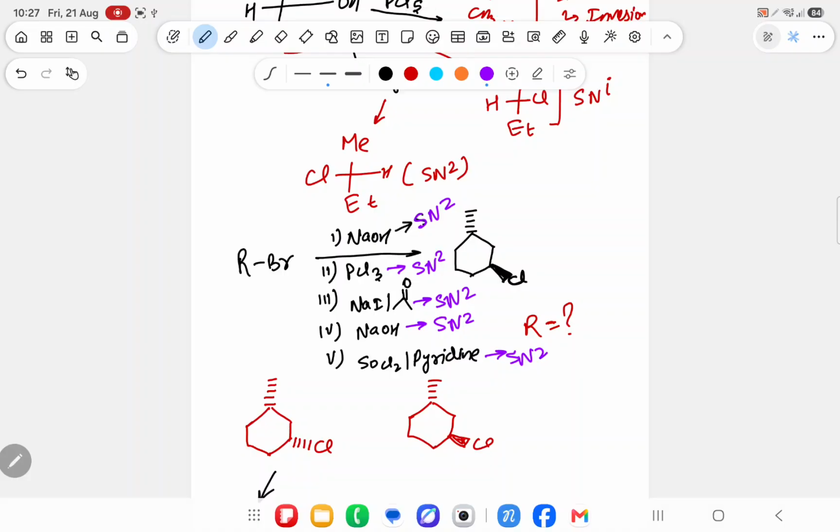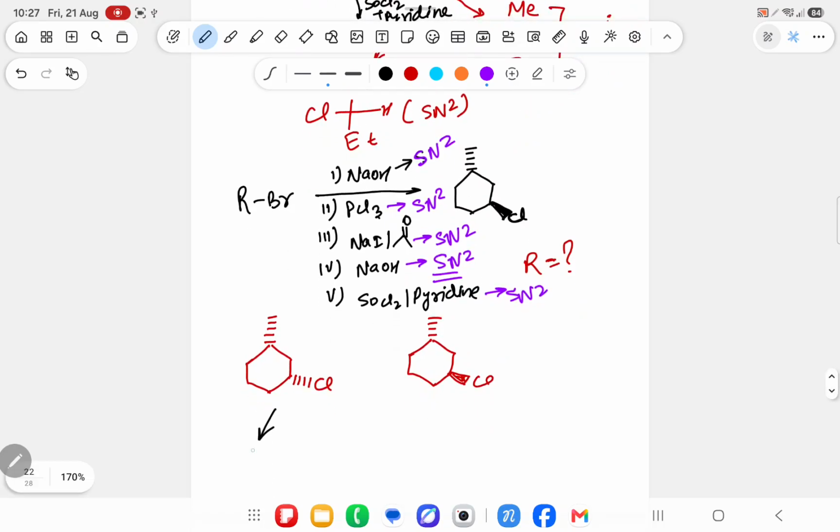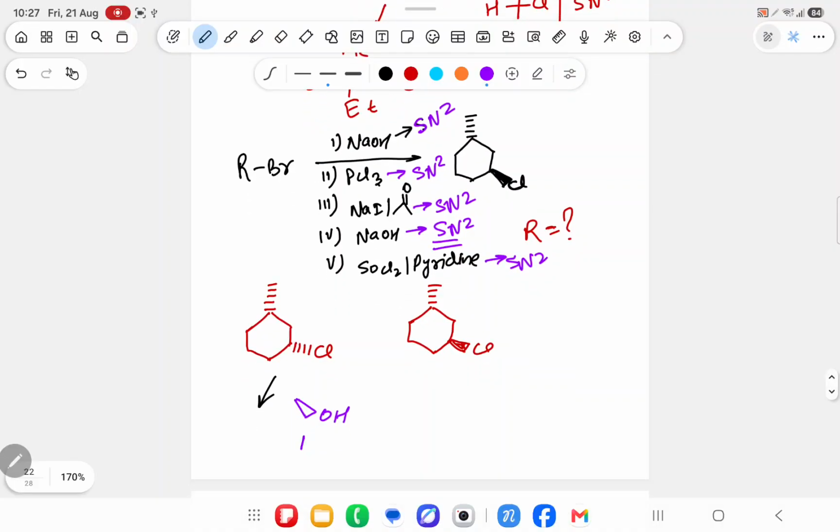Achha sir, like that. No, first check. This part you can't say SN1 or SN2. NaOH, SN2, no problem. NaOH first now also. First, see it very properly. I am not going to draw all. First, NaOH will react. Cl will convert into OH, dash to base. After that, PCl3 will convert OH into Cl, base to dash. Then NaI, again base will convert it into dash Cl.